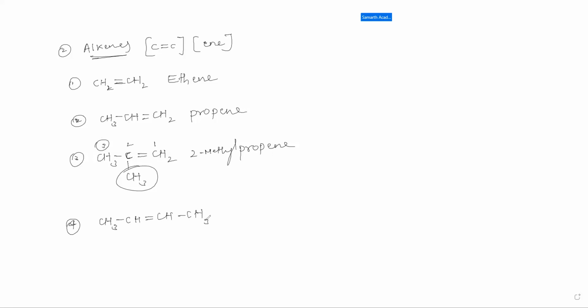In this compound, you check the double bond is present at the middle carbons, right? So when you start numbering from any side, it is okay because it's symmetrical. 1, 2, 3, 4. The second position contains the double bond. So how to name this one? So that is but-2-ene. The second position contains the double bond, so that's why 2-ene. This indicates that the second position contains the double bond.